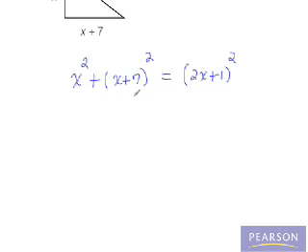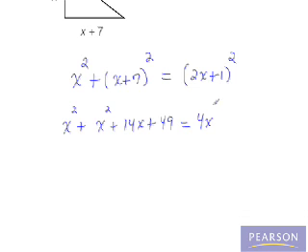We'll go ahead and square both of our binomials. So we have our x squared. X plus 7 squared becomes x squared plus 14x plus 49. And 2x plus 1, the quantity squared, becomes 4x squared plus 4x plus 1. So I see I have a quadratic equation.